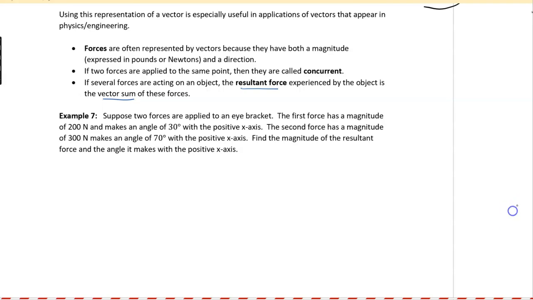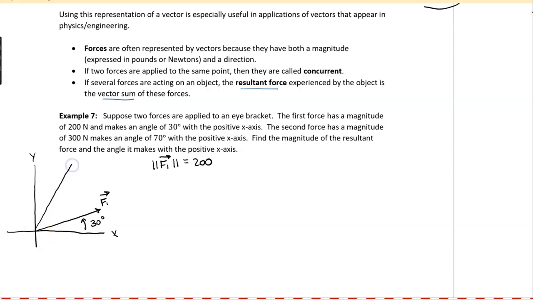So if you don't have a picture, I generally recommend drawing a little sketch here. So let's draw a set of axes, x and y. Say we have a force vector, let's name it F1. We'll call this vector right here F1. It makes an angle of 30 degrees with the x-axis, and we know that the magnitude of F1 is 200. For our second force vector, that makes an angle of 70 degrees with the positive x-axis, and we know that it has a magnitude of 300.